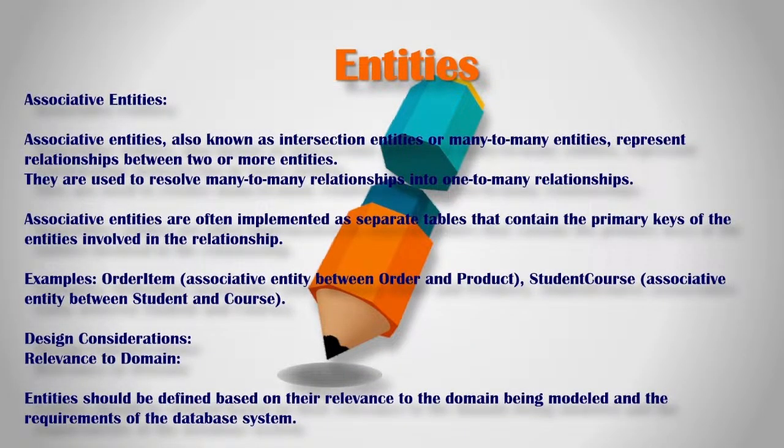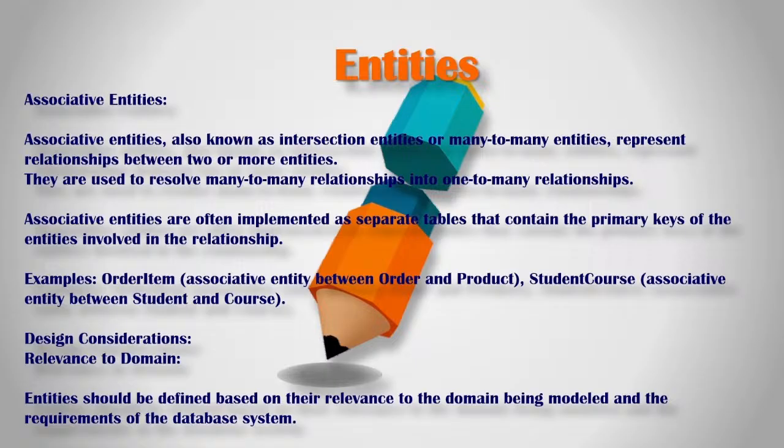Associative entities. Associative entities, also known as intersection entities or many-to-many entities, represent relationships between two or more entities. They are used to resolve many-to-many relationships into one-to-many relationships. Associative entities are often implemented as separate tables that contain the primary keys of the entities involved in the relationship. Examples: order item, an associative entity between order and product. Student course, an associative entity between student and course.